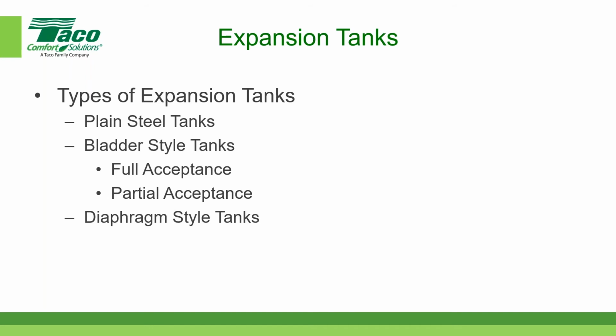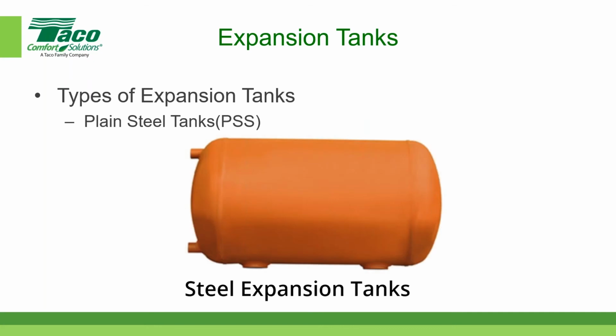And again, I will define these more carefully in a moment. And then the last category is called a diaphragm style tank, and that is a partial acceptance tank. So there you have it. It's as simple as that. They're either plain steel, bladder style, or diaphragm style. Those are the most common, and those represent the types of expansion tanks that we manufacture and offer to the industry.